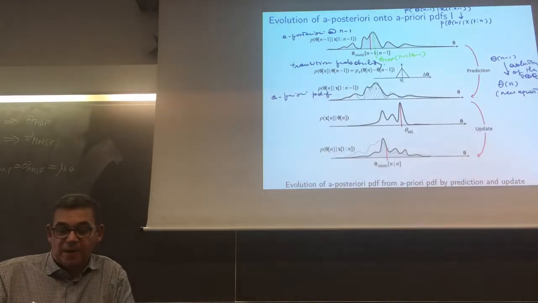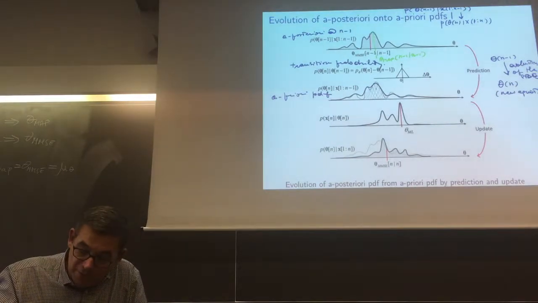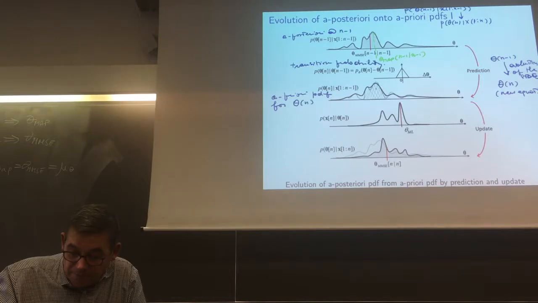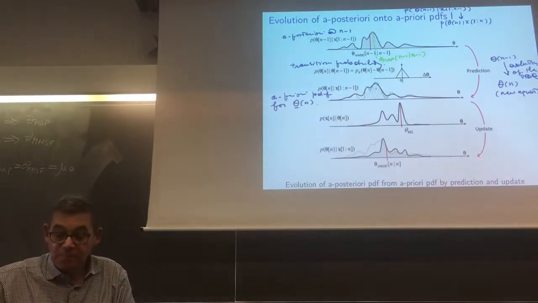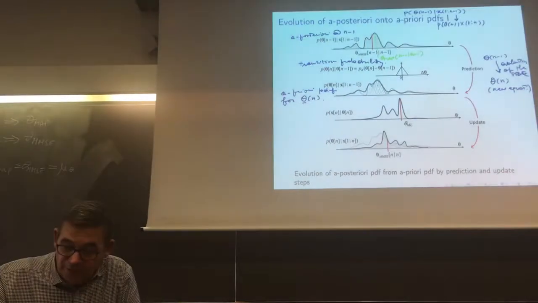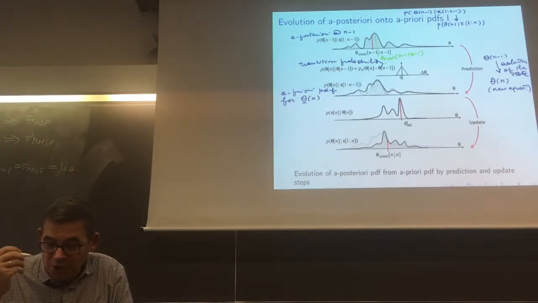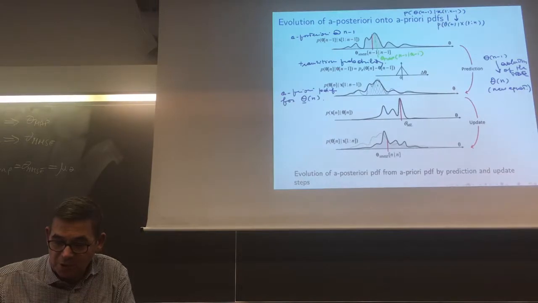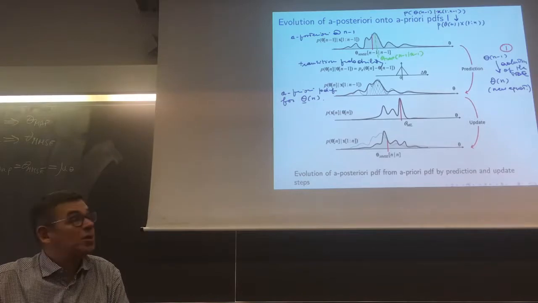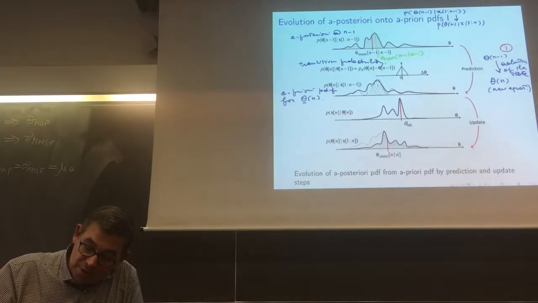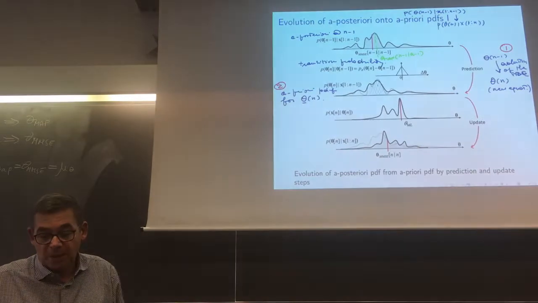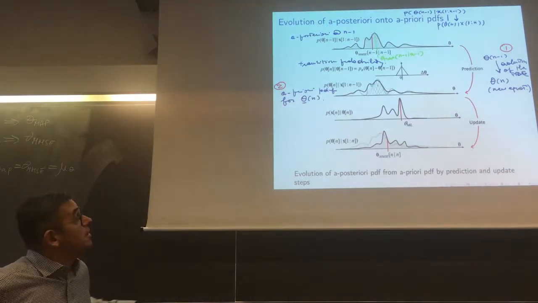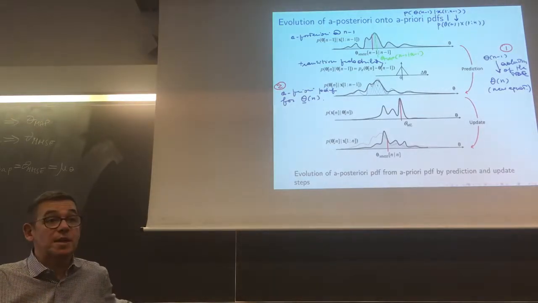This is the conceptual part. It becomes the a priori PDF for theta n. Right? This is new. There are two new conceptual steps here. One is that I'm using a new equation, and the second conceptual step is that the computation through the transition probability is used as the a priori probability density function for the next step.